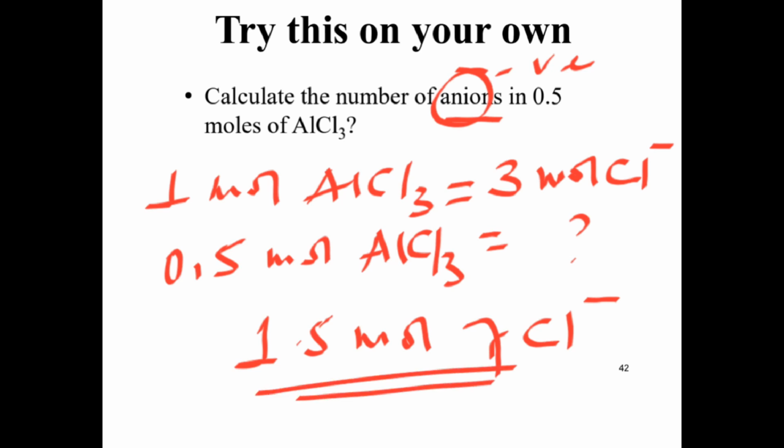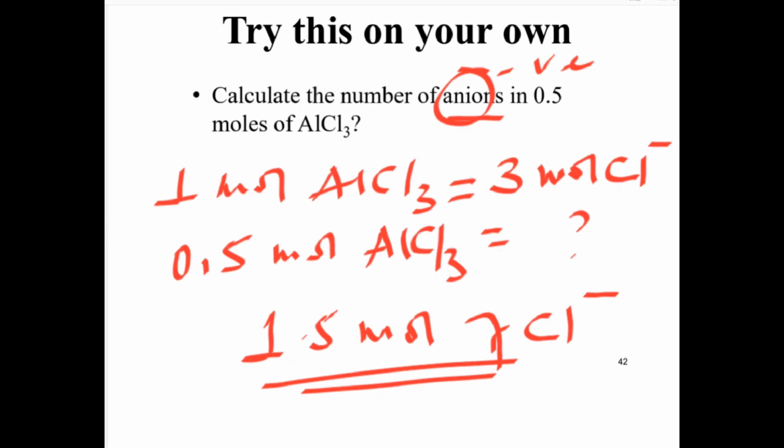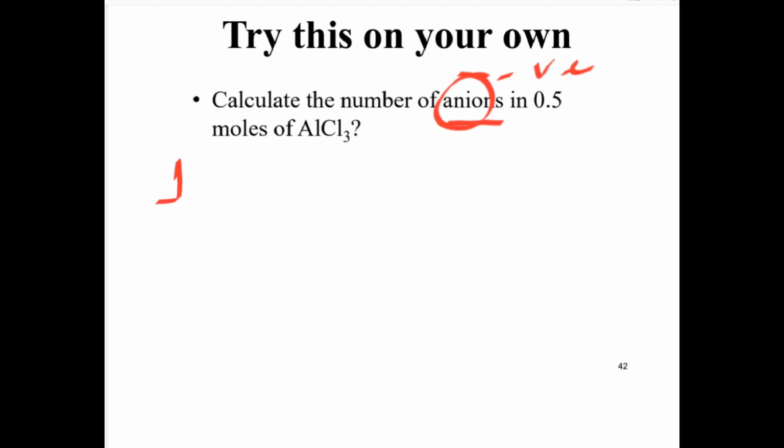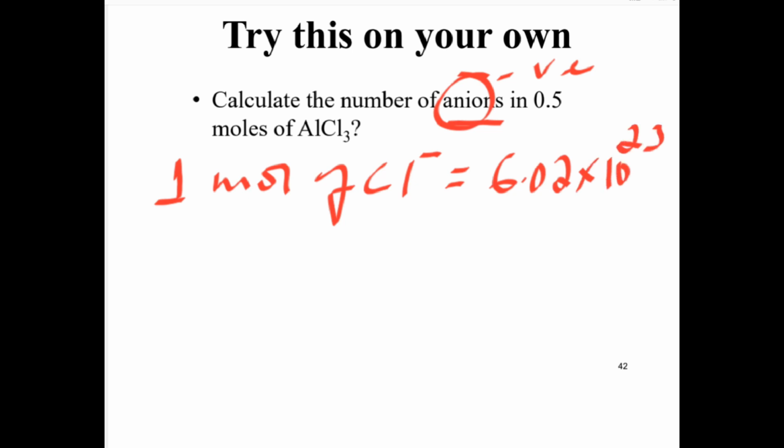ስለዚህ 1.5 moles of chlorine ions are present in 0.5 moles of aluminum chloride እንላለን ማለት ነው። So once we calculate the number of moles of chloride ions in 0.5 moles of aluminum chloride, now we have to calculate the number of anions or chlorine ions present in 0.5 moles of aluminum chloride ማለት ነው። ምክንያቱም ጥያቄው የተጠየቅነው number of anions ስለሆነ ይሄን number of moles ወደ number of ions መቀየር አለብን ማለት ነው። ስለዚህ ምን እናውቃለን? 1 mole of chlorine ions 6.02 times 10 to the power of 23 chloride ions are present.